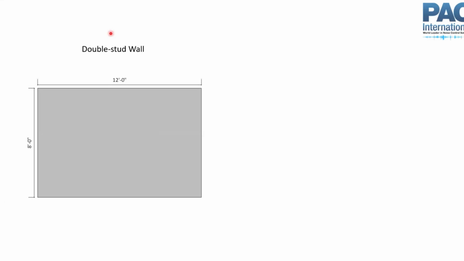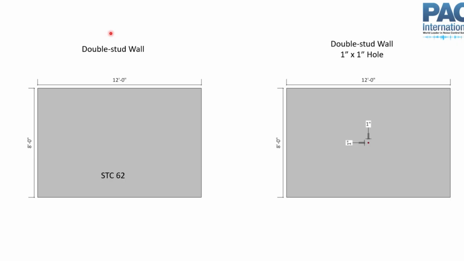So here's a double stud wall. For some scale, it's 8 foot tall, 12 foot wide. And in this case, the wall I picked was STC 62. And I did this with actual test data. I think I grabbed this from the National Research Council of Canada data. If you put a 1 square inch hole in that wall, 1 inch by 1 inch, it goes down to an STC 41. Just a tiny little hole.